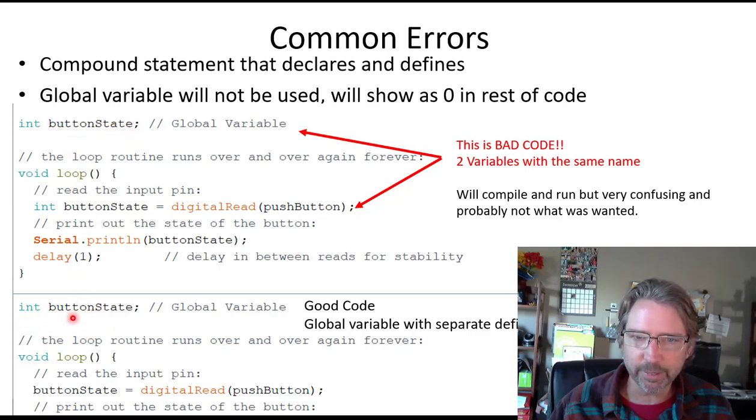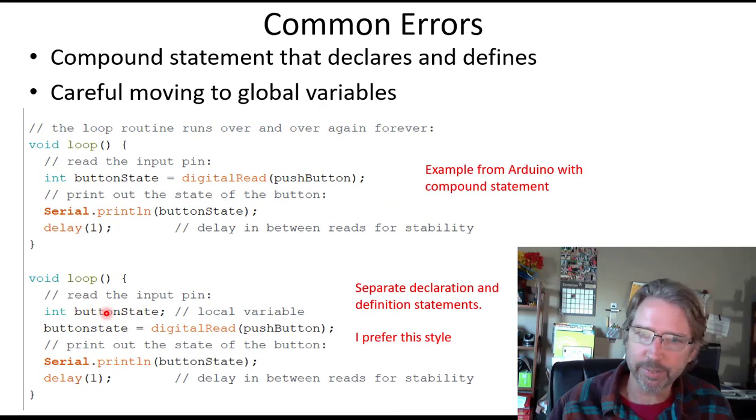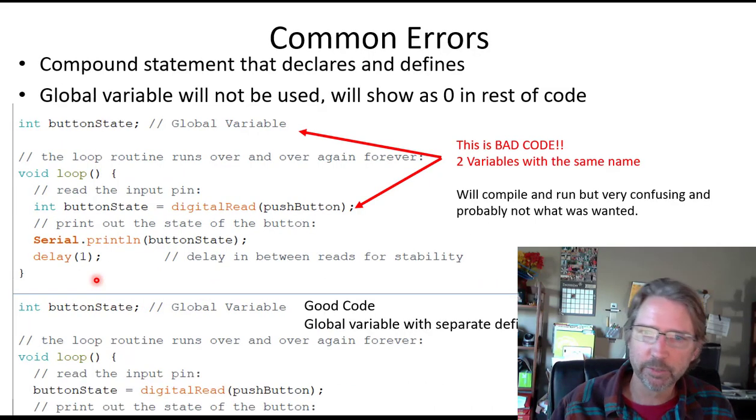This is the good version down at the bottom. Here's where I made my global variable, and then I have to delete that little int part that made the local variable that duplicated it. So now I just have the definition here, the declaration up here. I'm going to go back a slide. That's why this is a preferred style, because if I want to change this from local to global, I can just cut this line, paste it up at the top, and I've made that change in a nice consistent way. So look out for that.